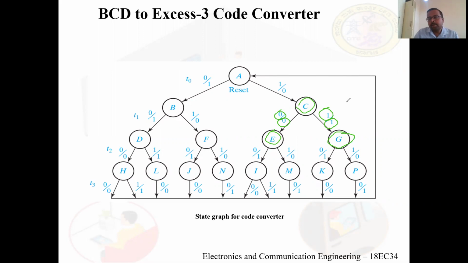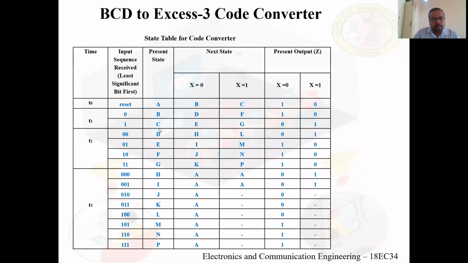The same thing, you need to write it in the state table. Now, how do you write it in the state table? When the present state is C, the next state is E when x is 0, and the next state is G when x is 1. So what is the output we have? 0 and 1. Now do it for this one, for 0, 0, 0, 1, 1, 0, and 1, 1 here.